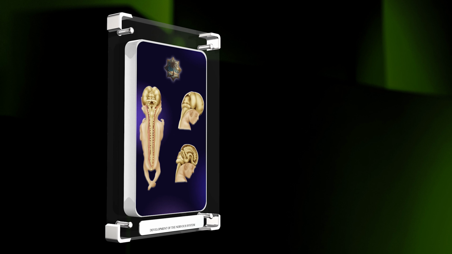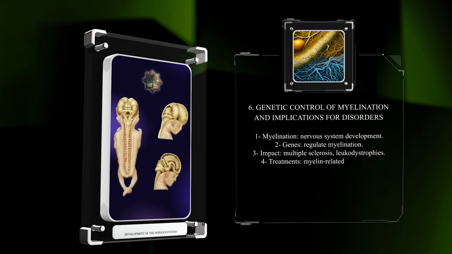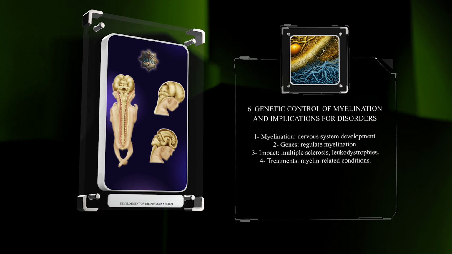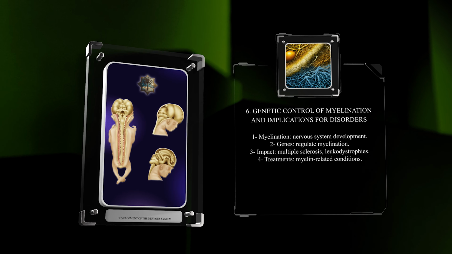Myelination, a key aspect of nervous system development, is regulated by genes and can impact disorders like multiple sclerosis and leukodystrophies. Understanding this genetic control can inform treatments for myelin-related conditions.